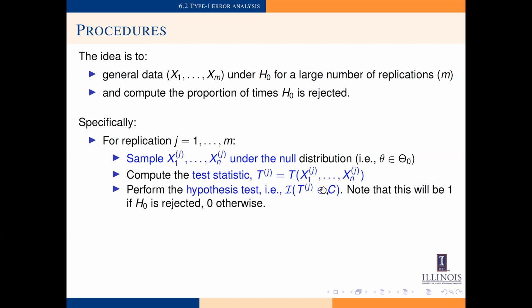And then we can perform the hypothesis test. For each replication, we test whether the test statistic tj is inside the rejection region. If tj is in C, the rejection region, then this indicator function will return 1, indicating that the null hypothesis is rejected. It's going to return 0 otherwise, meaning that tj in that iteration is not in the rejection region, and we retain the null hypothesis.